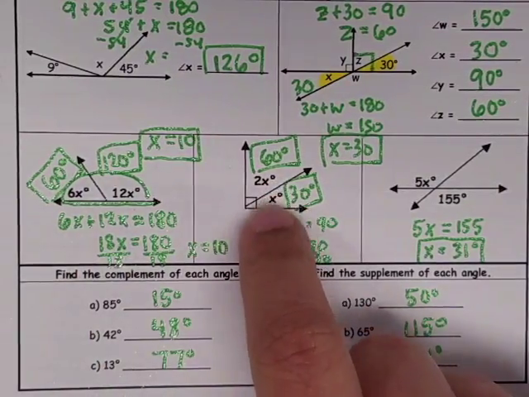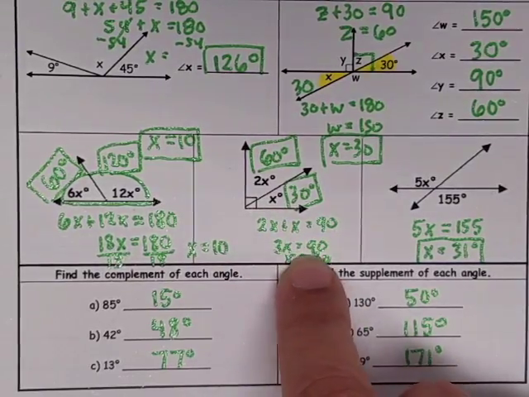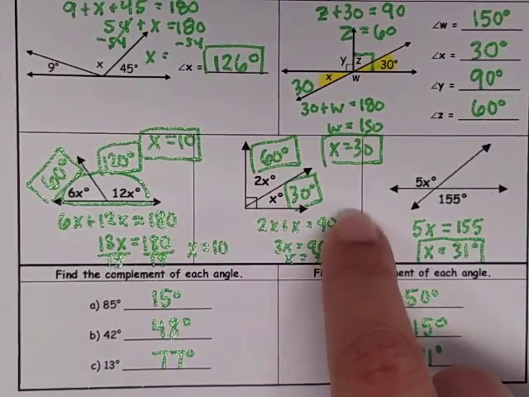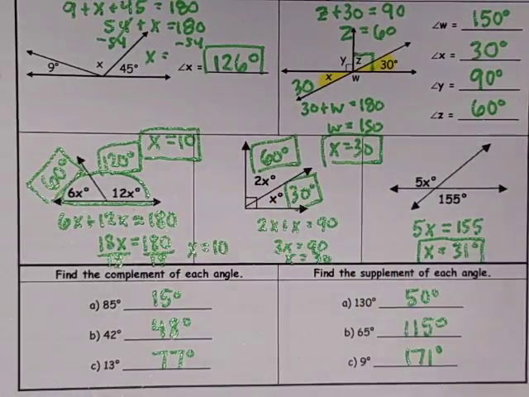Right here, these are complementary angles. So 2x plus x adds to be 90. And 3x equals 90, which means that x is 30. And then I took the answer of 30 and put it in for x. So that's 60 degrees, and that's 30 degrees.